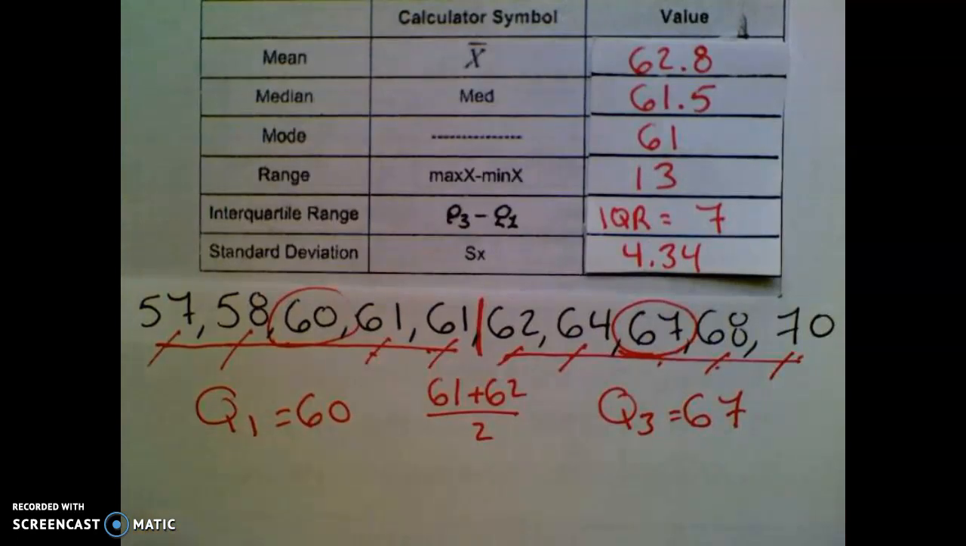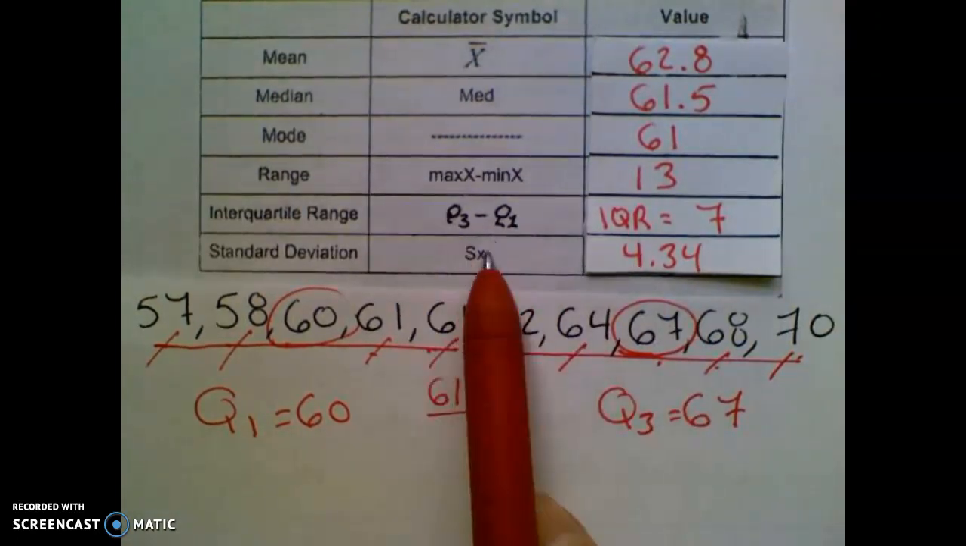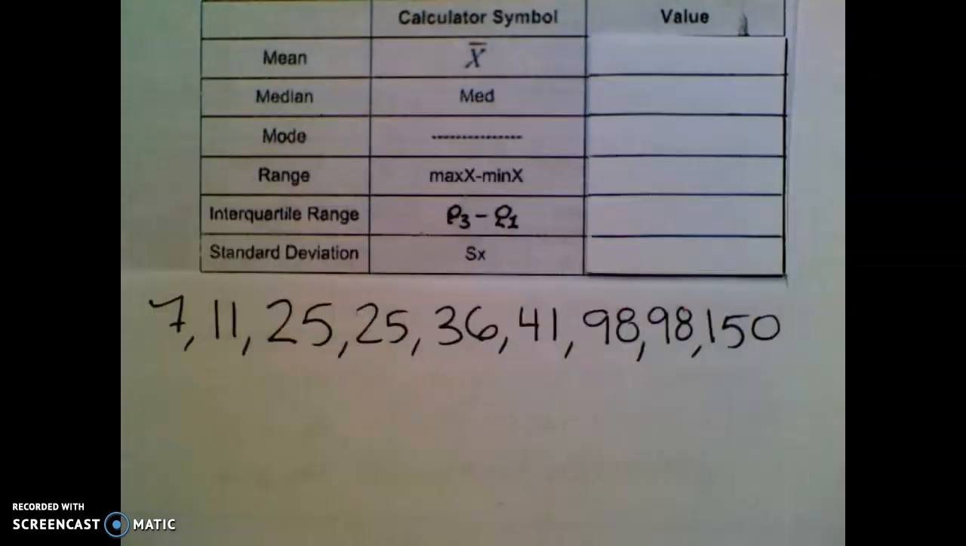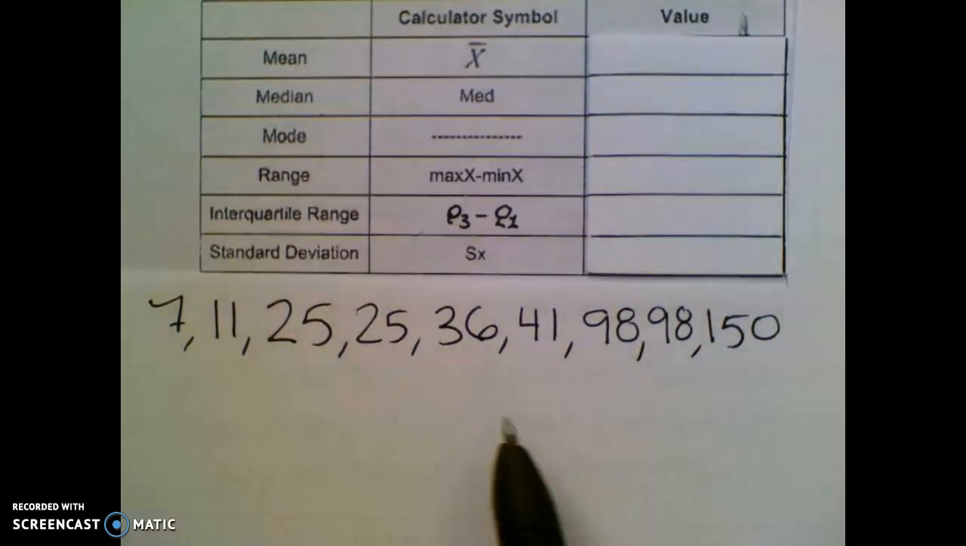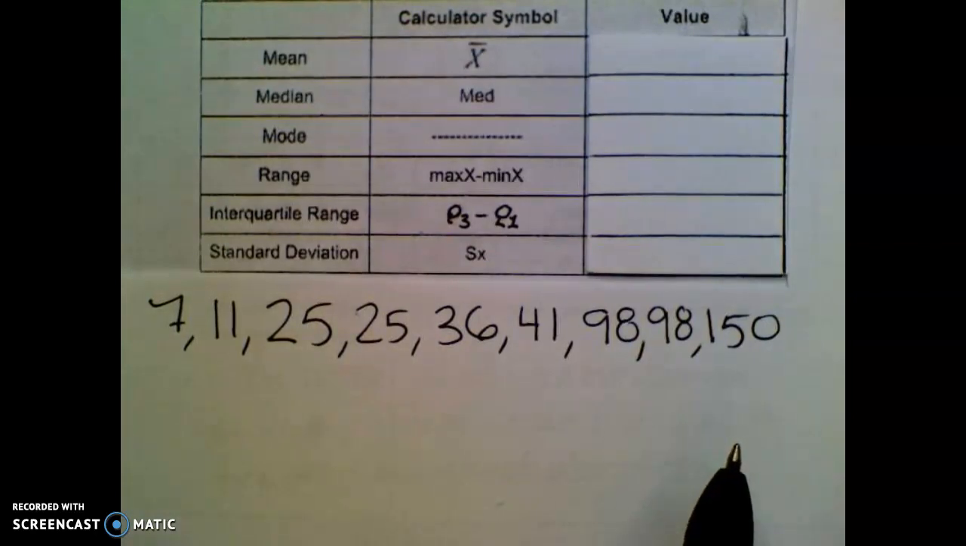I'm only ranging from 57 to 70, so it's not a very large data set. So my standard deviation, my Sx here, is a pretty low number. All right, so for our second example, I went ahead and made up some data points that just had an odd number of data points, so you can see how the median and Q1 and Q3 behave a little differently.